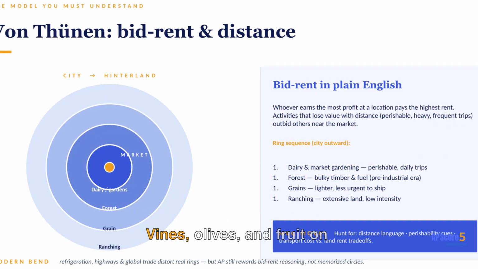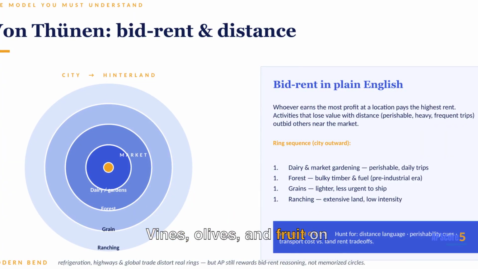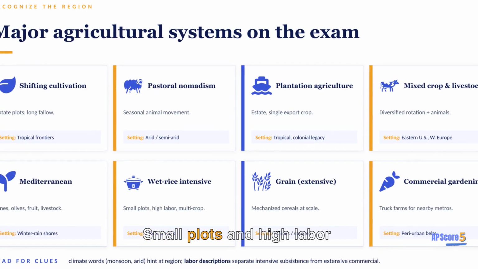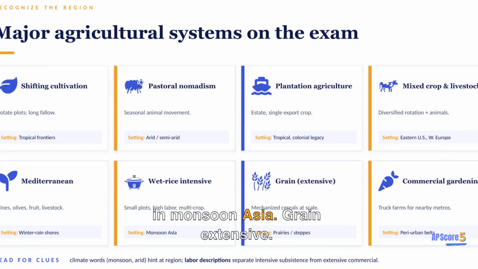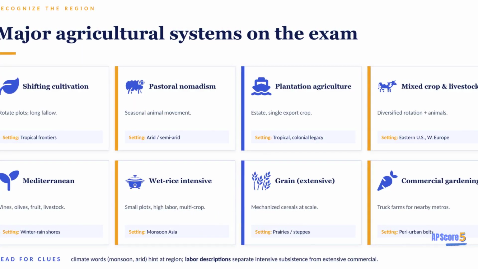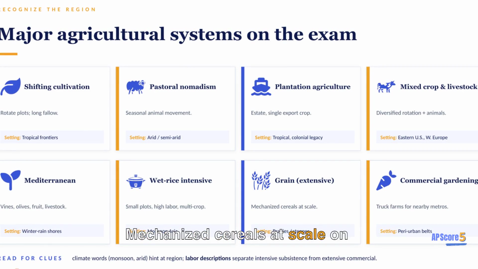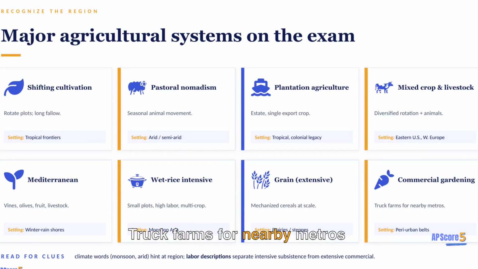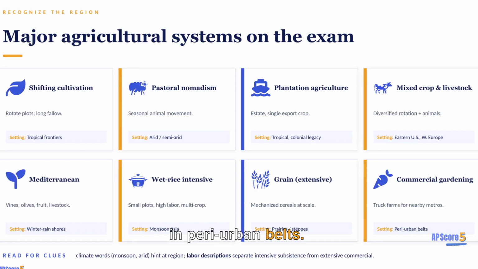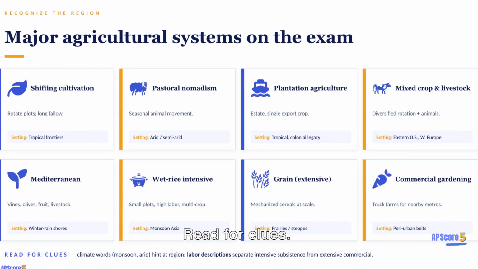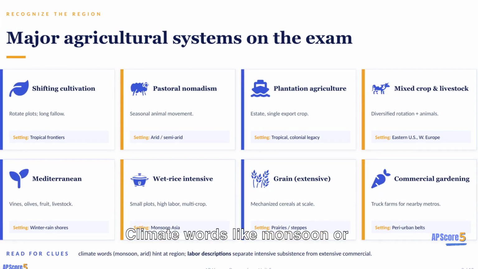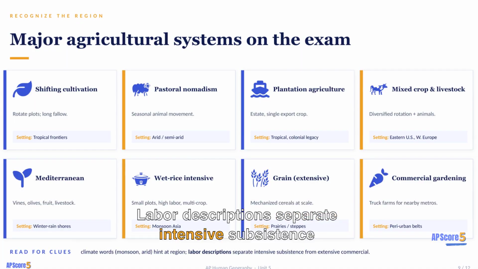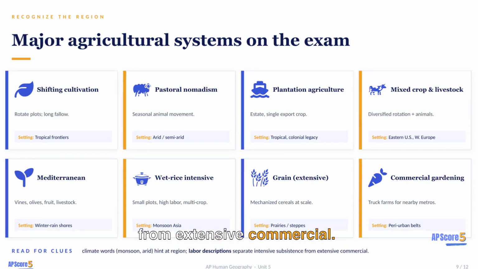Mediterranean. Vines, olives, and fruit on winter-rain shores. Wet rice intensive. Small plots and high labor in monsoon Asia. Grain extensive. Mechanized cereals at scale on prairies and steppes. Commercial gardening. Truck farms for nearby metros in peri-urban belts. Read for clues. Climate words like monsoon or arid hint at region. Labor descriptions separate intensive subsistence from extensive commercial.